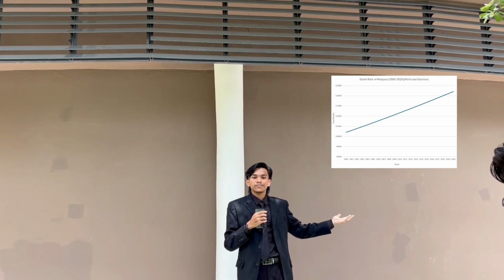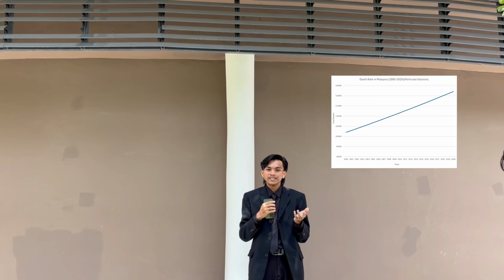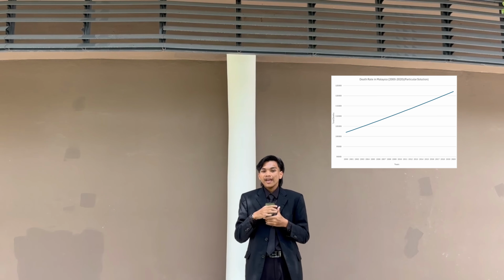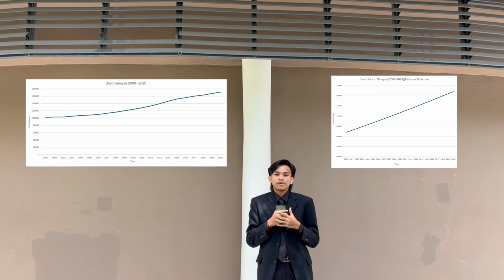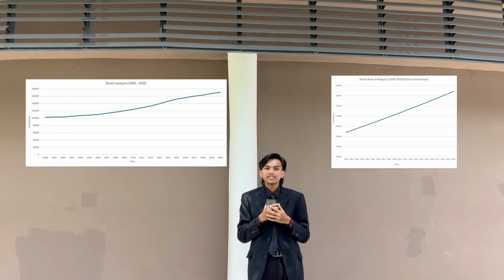As you can see, the graph on the left side is the particular solution graph for the data, where we substitute the original data into a formula which will be explained later by my friend. And the graph on the right side is the graph for the original data. Both graphs are plotted against year, starting from 2000 until 2020. Now, let's have Afiq Zubai continue our video.